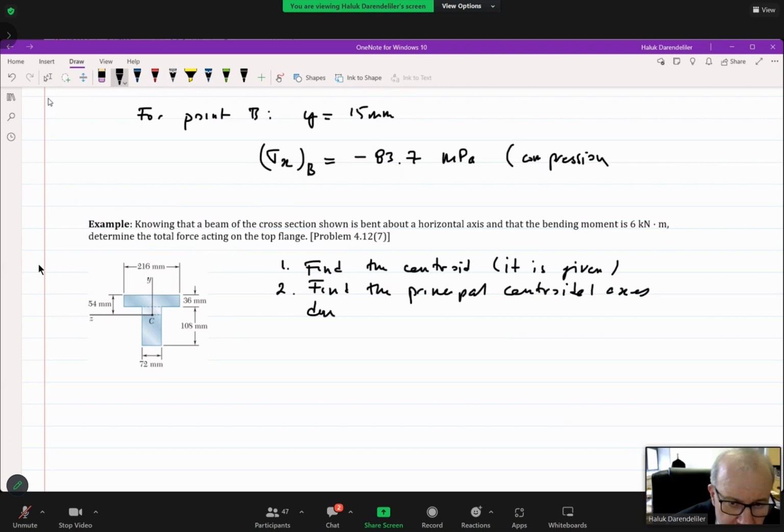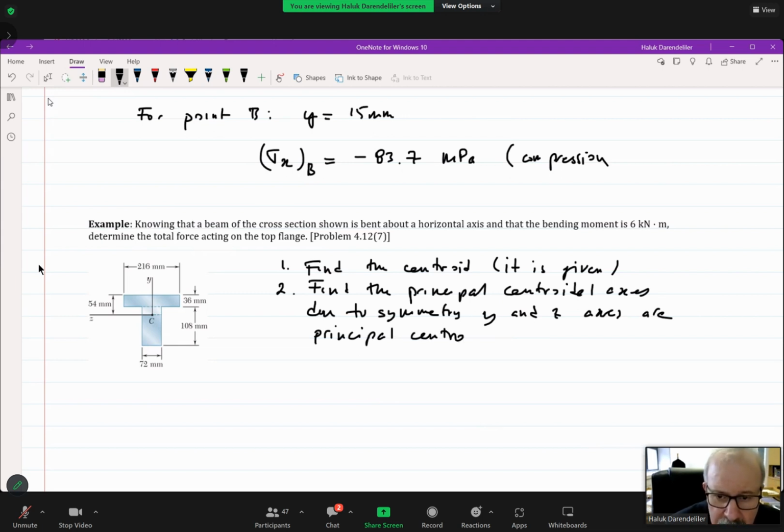Due to symmetry, Y and Z axis are principal centroidal axis, so no problem with that. Otherwise, you have to find the principal centroidal axis by the equations that I mentioned. And then the last thing is the moment: find the components of the moment, although not clear from the problem, on the principal centroidal axis.